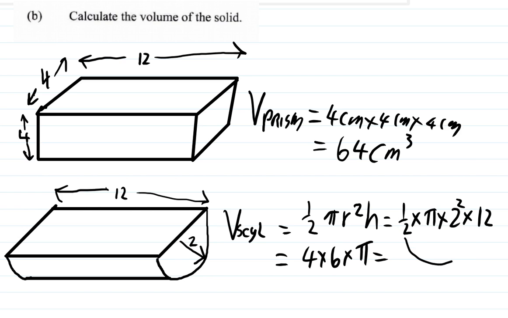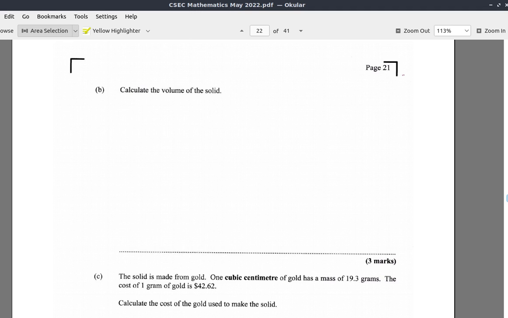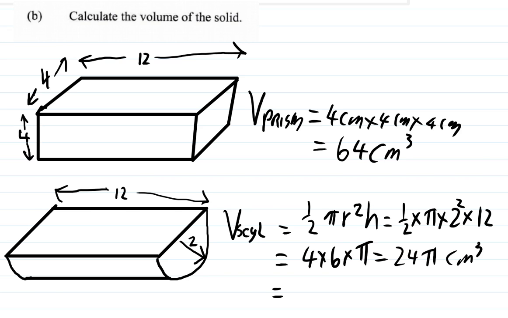You half the 12 and you get 6 if you rearrange everything. Half by 12 by 4, which is 2 squared. Half of 12 is 6. 2 2 is 4. So it's 4 by 6 is 24 pi cm cube. Now here is 24 pi cm cube. You can work it out. Work out the pi.